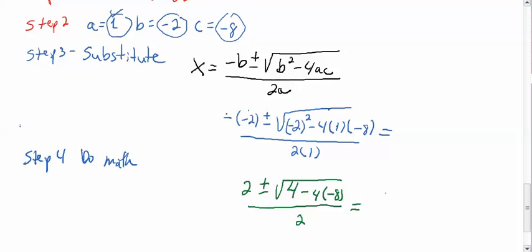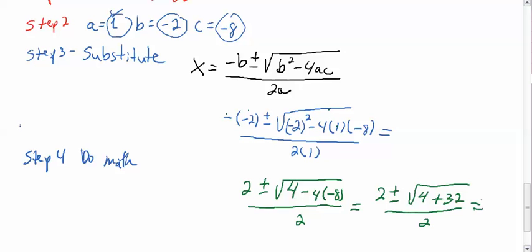Then the last part of this, we're going to go 2 plus or minus, keep the square root, 4, and negative 4 times the negative 8. 4 times 8 is 32, and it's positive 32 all over 2.